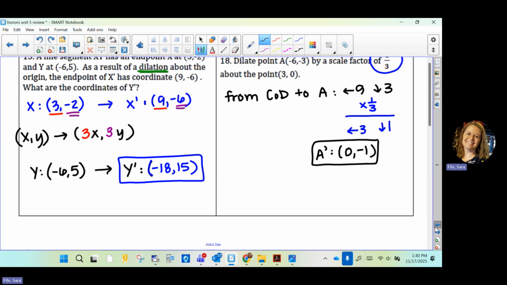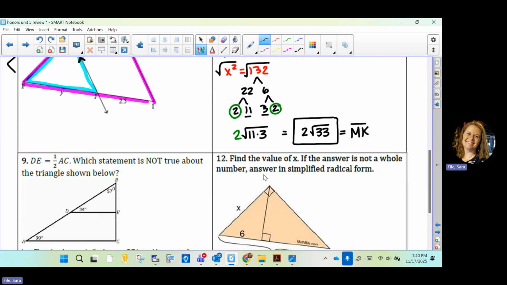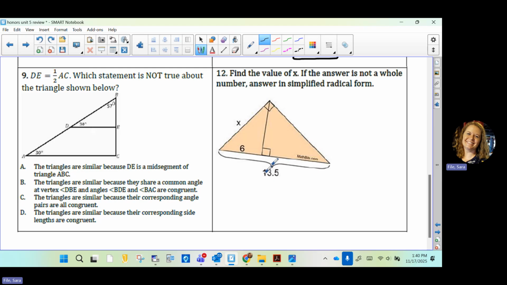So let's flip back. Let's look at 9 and 12. So here on 9, we're told that DE is half of AC.